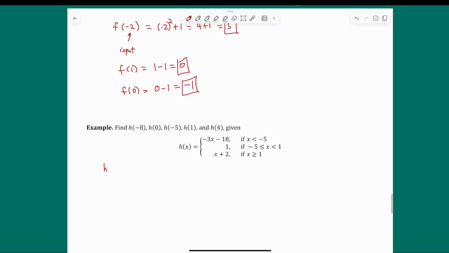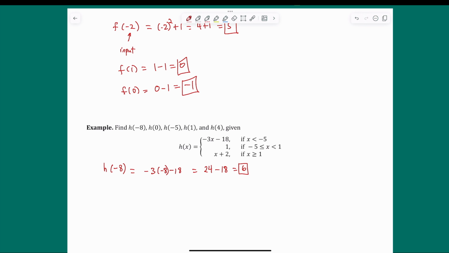Once again, we have h of -8. Is -8 less than -5? Is that true? That is true. That checks, so we're going to use the first part of the definition. So we get -3 times -8 minus 18. -3 times -8 is a positive 24, minus 18, which gives us a positive 6.